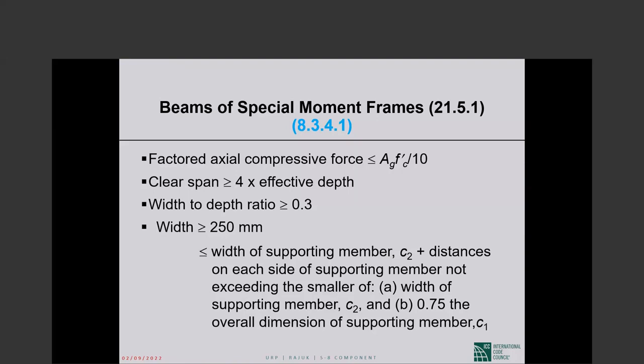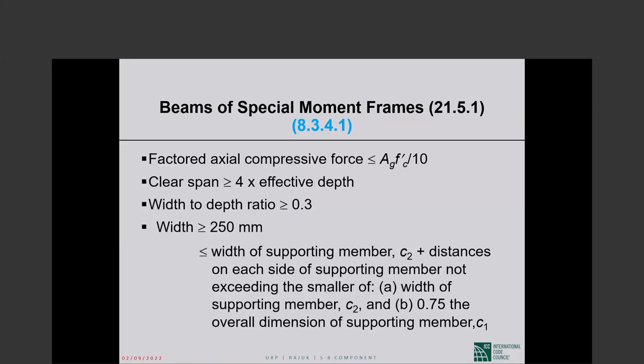And the distinction that ACI 318 has drawn pretty arbitrarily is that if a member is subject to factored axial compressive force larger than 1/10 f'c Ag, gross cross-sectional area multiplied by the specified compressive strength, then it is a column. As long as the factored axial force is less than or equal to 1/10 of Ag f'c, it is a beam.